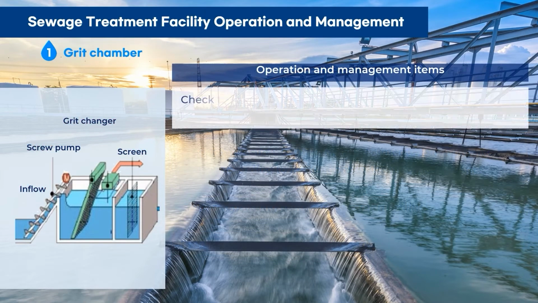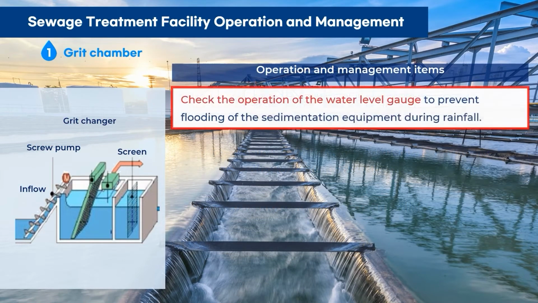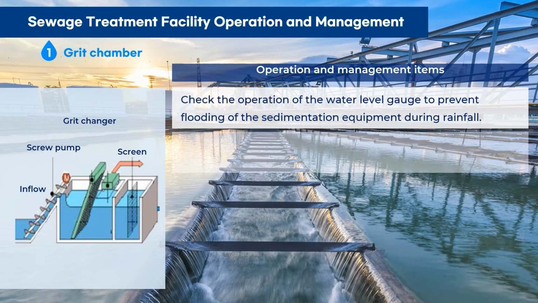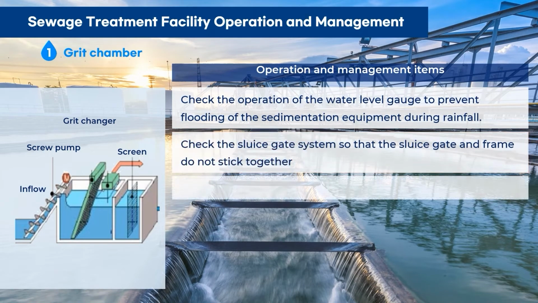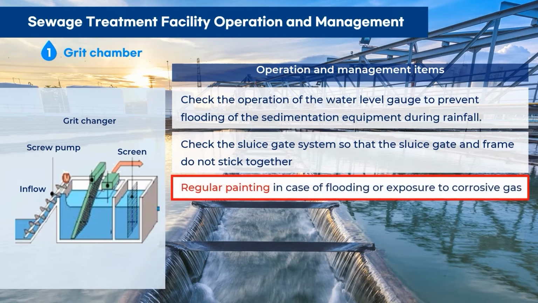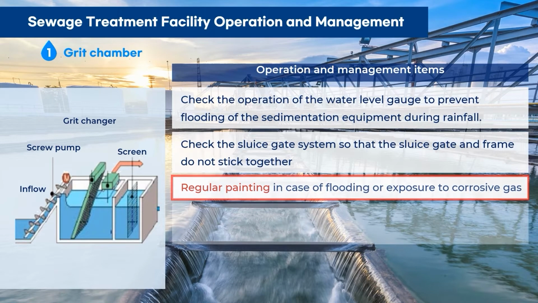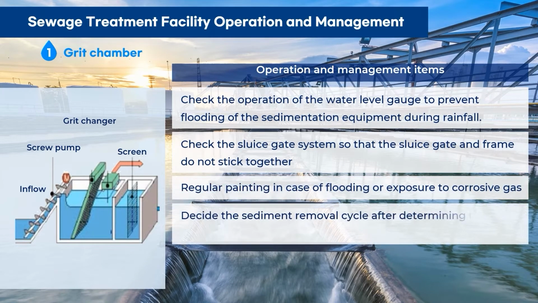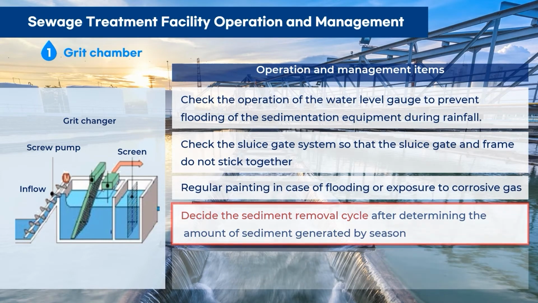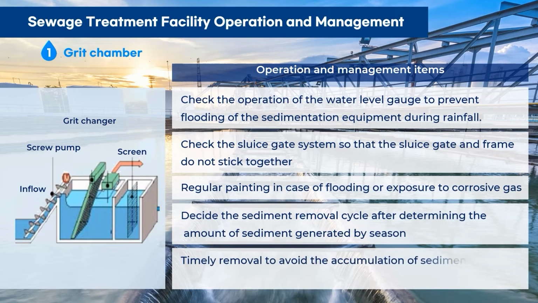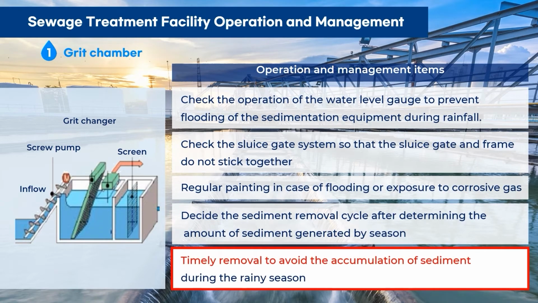You should also check to make sure that the level gauge in the grit chamber, which prevents flooding, is working, and to make sure that the sluice gate doesn't stick to the frame. The grit facilities should be regularly painted as a measure against flooding and exposure to corrosive gases, and after investigating the volume of grit by season, an interval for grit removal should be selected, and removal needs to be carried out according to this interval to prevent the accumulation of grit during the rainy season.